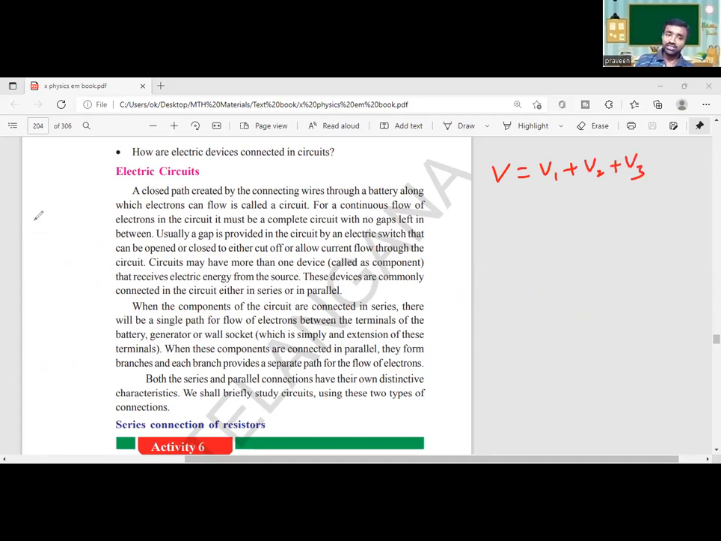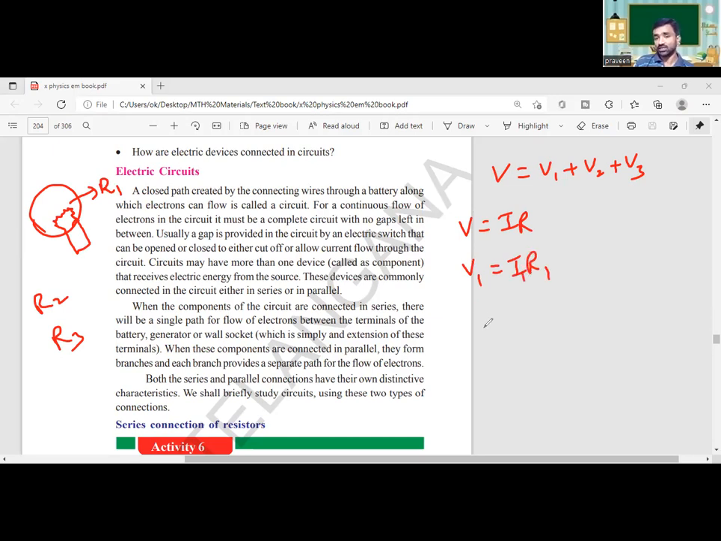Then we know each bulb has a filament. That filament offers resistance differently. So if you measure that resistance, you can find the resistances R1, R2 and R3. Then just find out the voltage. V is equal to IR. What is V1 equal to? Using Ohm's law, we can write I1 R1. We can write V2 equal to I2 R2, and V3 equal to I3 R3 using Ohm's law.